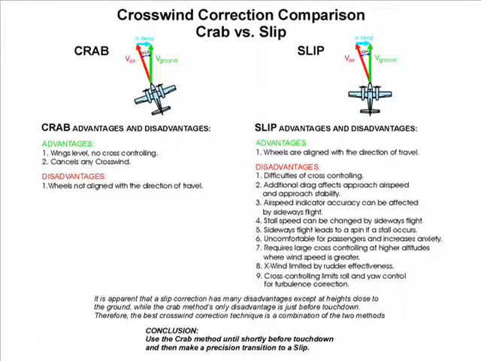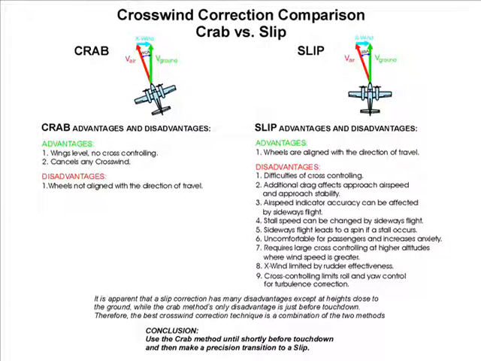Unfortunately, the slip method has many disadvantages. Cross-control flight can be difficult. The added drag affects approach speed and approach stability. Airspeed accuracy and stall speed can be changed by sideways flight. And if an inadvertent stall should occur, sideways flight can lead to a spin. A slip can be uncomfortable for passengers and increases their anxiety.